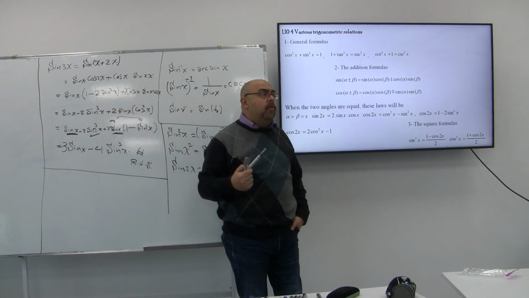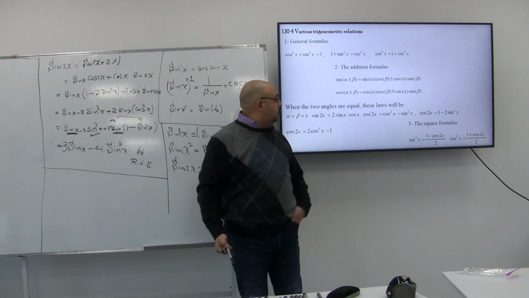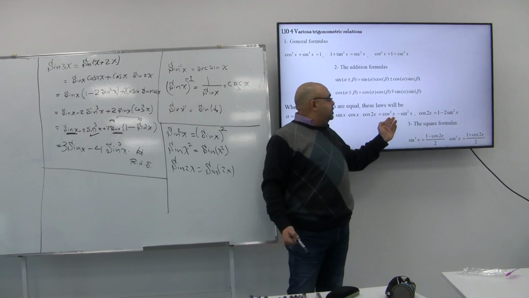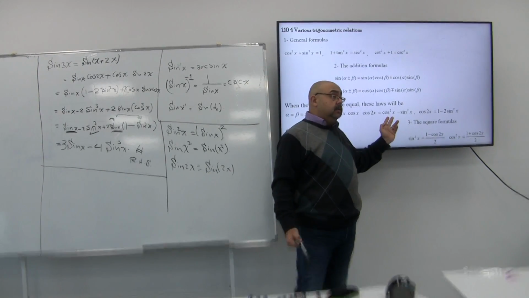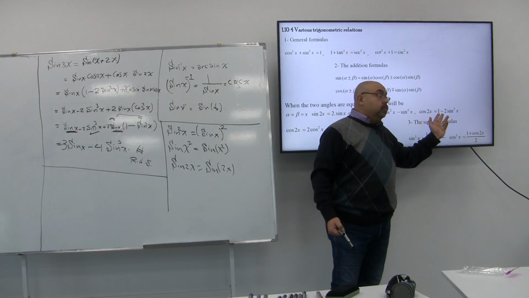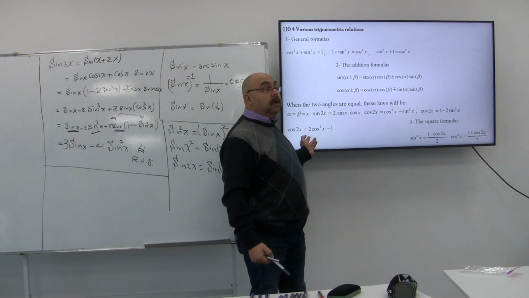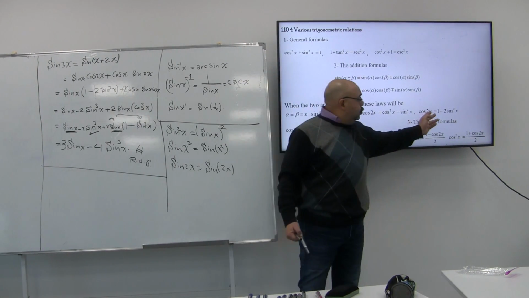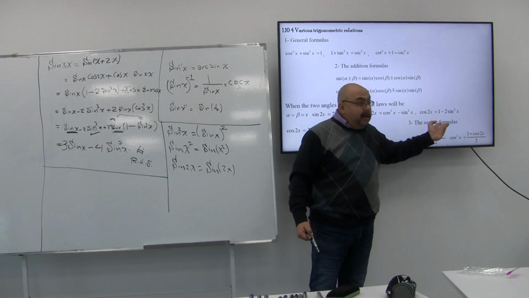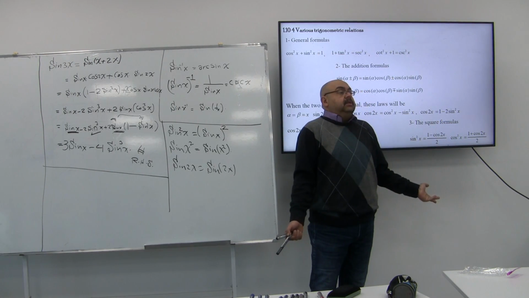How many identities can you use? Three. This identity can be used. That one also can be used. And this one can be used. I choose to use this one. Why? Because I want sin x.